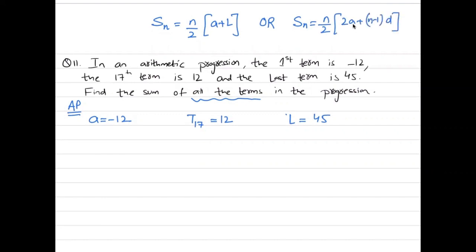Okay, by reading the question, do you guys know how many terms there are altogether? Altogether, how many terms are there? Do we know that? No, we don't. We don't know how many total terms there are. We just know that the first term is 12. We know that the 17th term is 12. And we know that the last term is 45.